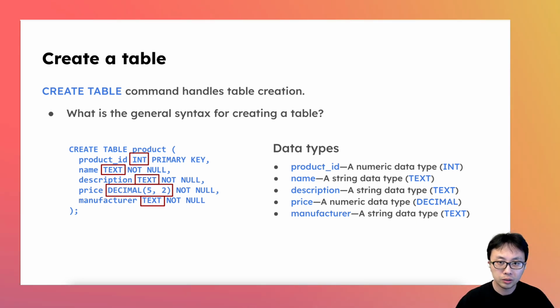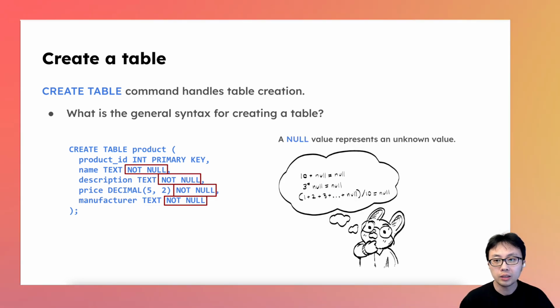Here we use decimal 5,2 to define that the price column will allow 5 digits in total and 2 digits to the right of the decimal point. In the future, when it comes to discussing the choice of appropriate data types for columns, we will go over the differences between integers and decimals.